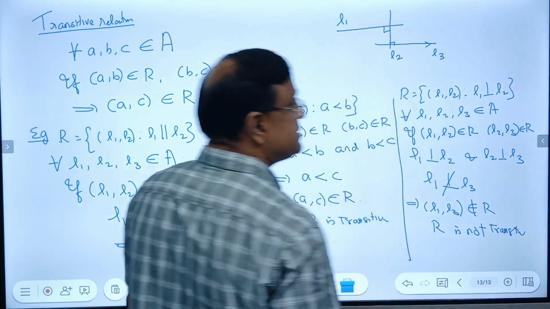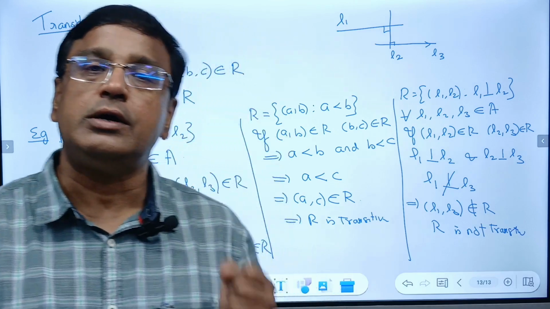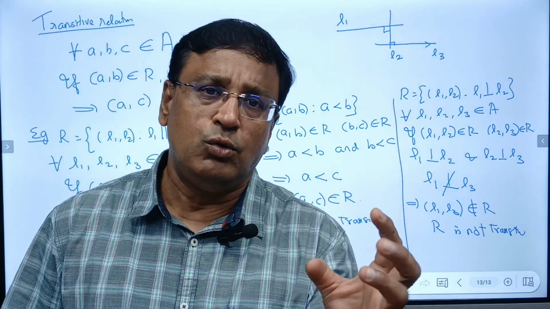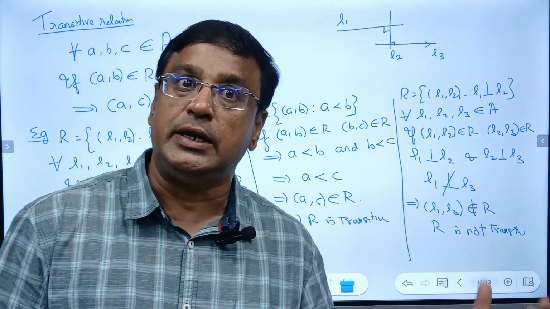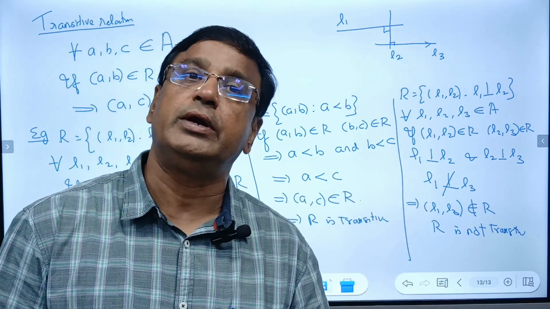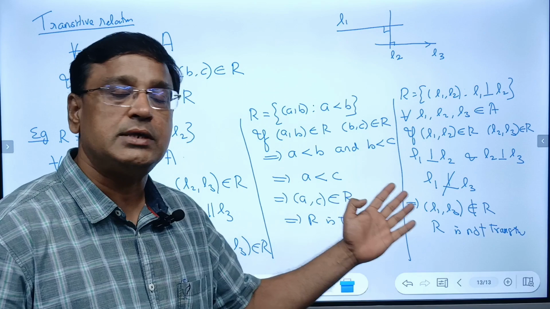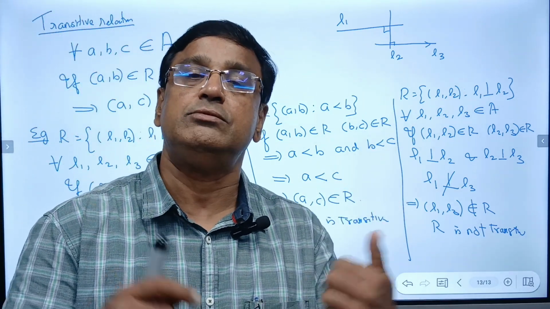So I gave you an example of a relation which is transitive. I gave you an example of a relation which is not transitive. Always we should have examples which negate. If I want to know reflexive, I should know an example which is not reflexive. If I know an example for symmetric, I should know an example for not symmetric. If I know an example for transitive, I should know an example for not transitive. That makes me understand reflexive, symmetric and transitive better.